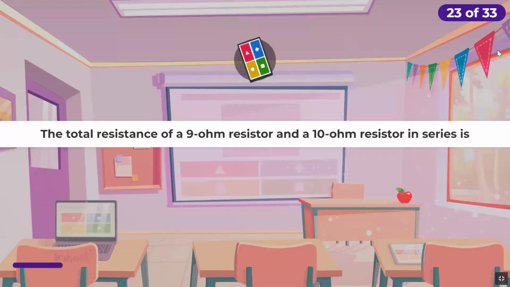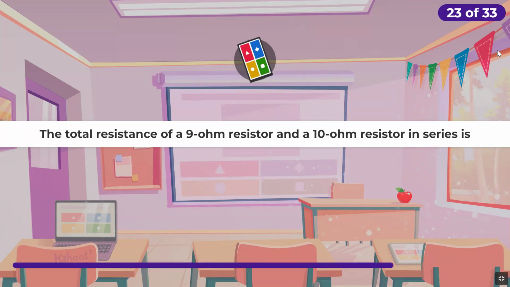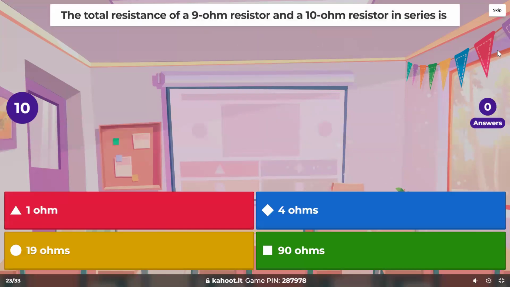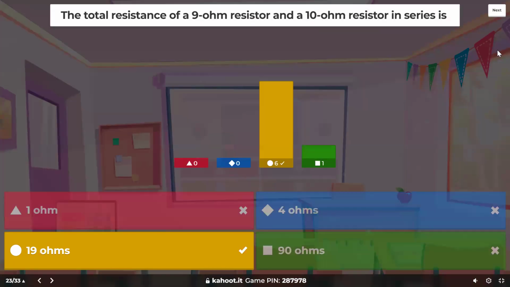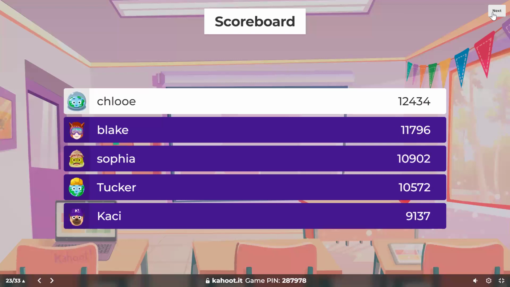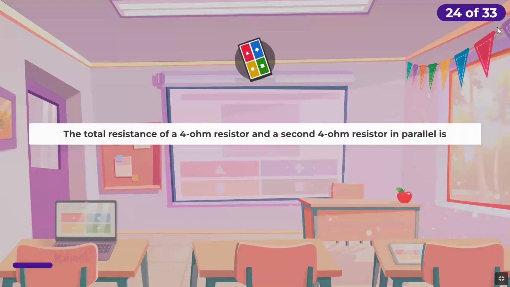Tucker getting some points. Total resistance of 9 ohms and 10 ohms in series. Oh, I don't know. 19. 10 plus 9 is 19. So that's in series. Right? Who said it? All right, lots of points. Oh yeah, lots of points.